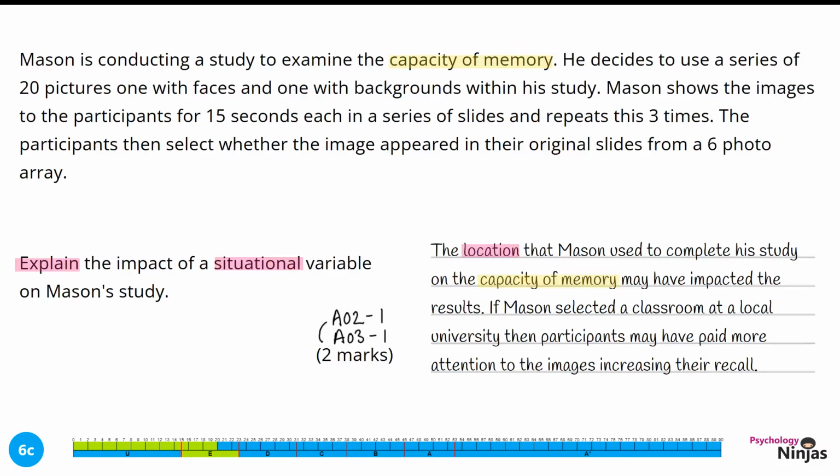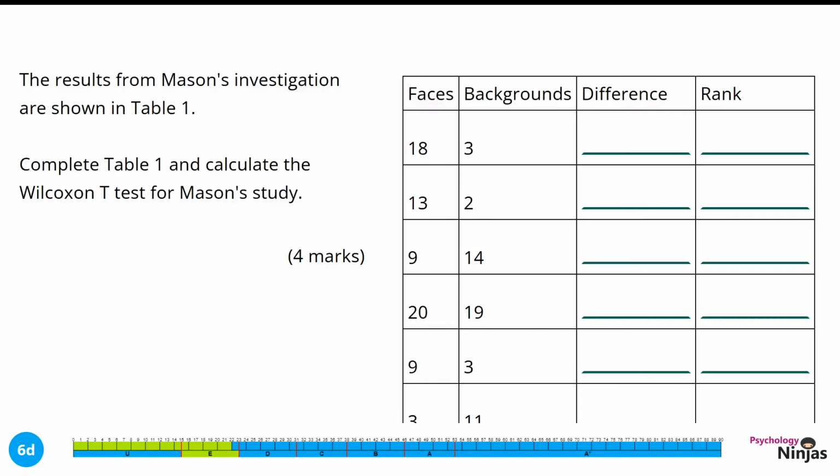We've then said the impact of this on results, that if it is at a local university, then they might pay more attention. For good measure, we've also put this in context of the STEM in terms of they're looking at images. However, we wouldn't need to do this given that we've already done application once. The results from Mason's investigation are shown in Table 1.